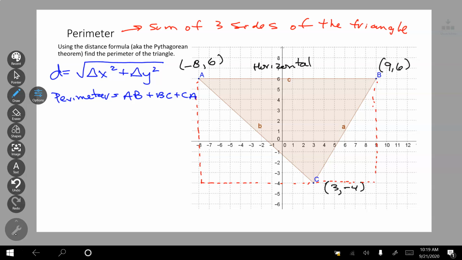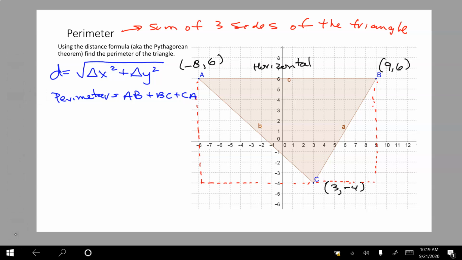Okay, I labeled my triangle. I have side AB, side BC, side CA, and label the ordered pairs. I'm going to use my distance formula. The distance formula is the square root of the change in x quantity squared plus the change in y quantity squared. I have to use the negative numbers when I do the difference of things, but my delta x is just a positive number, the distance between the x's, the difference between the y's.